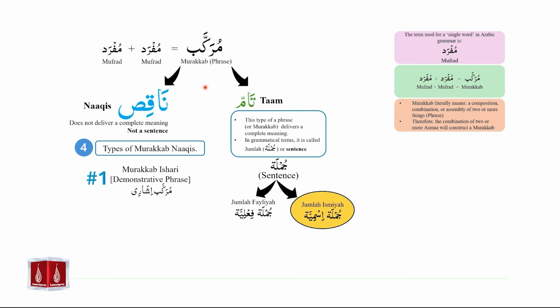Unlike murakkab tam, murakkab nakis is a phrase which does not convey a complete meaning. Murakkab nakis is not a sentence. Within murakkab nakis, we planned that we will study four types. The first type that we studied was murakkab ishari or demonstrative phrase. This is a murakkab that involves the use of a demonstrative pronoun. In this lecture, we will study the second type, which is called murakkab tawsifi or descriptive phrase.